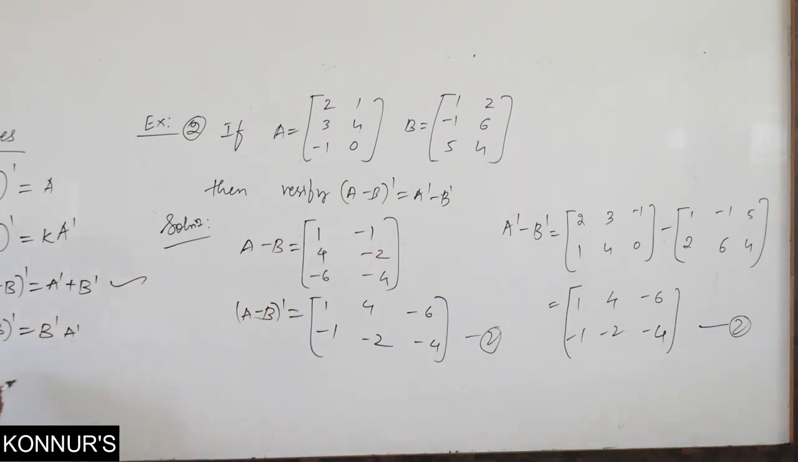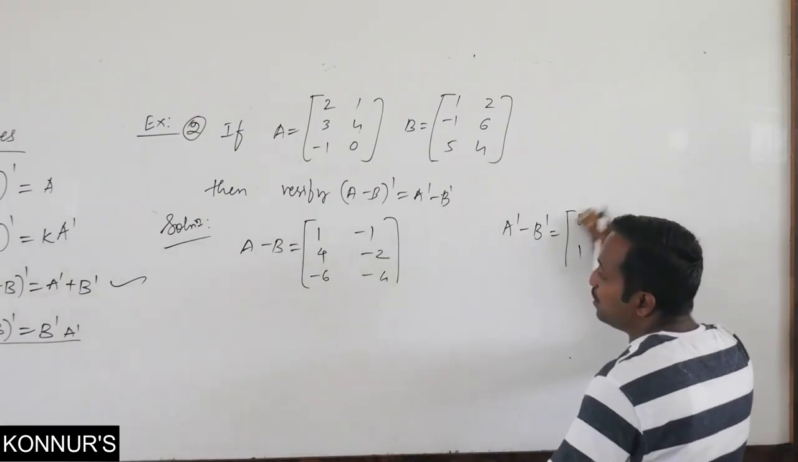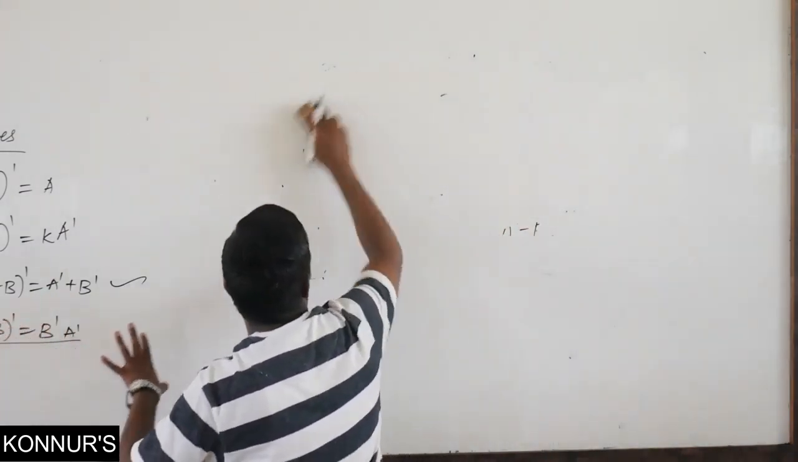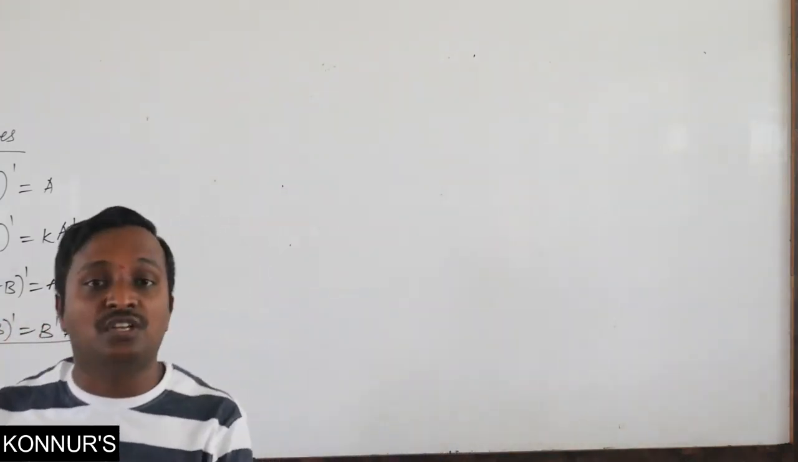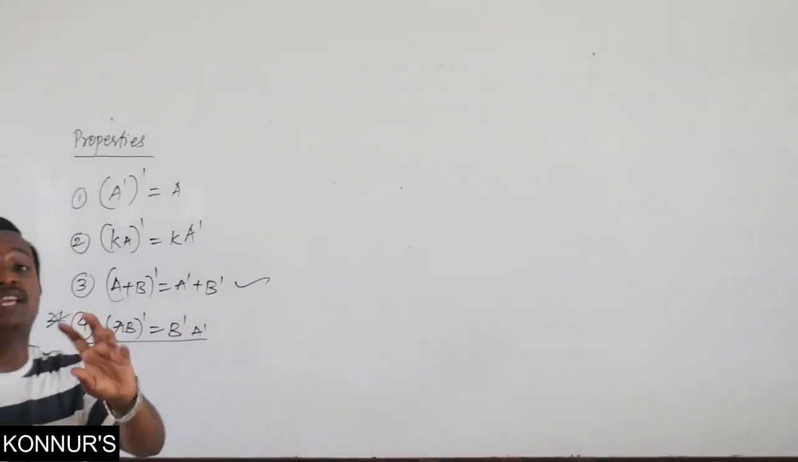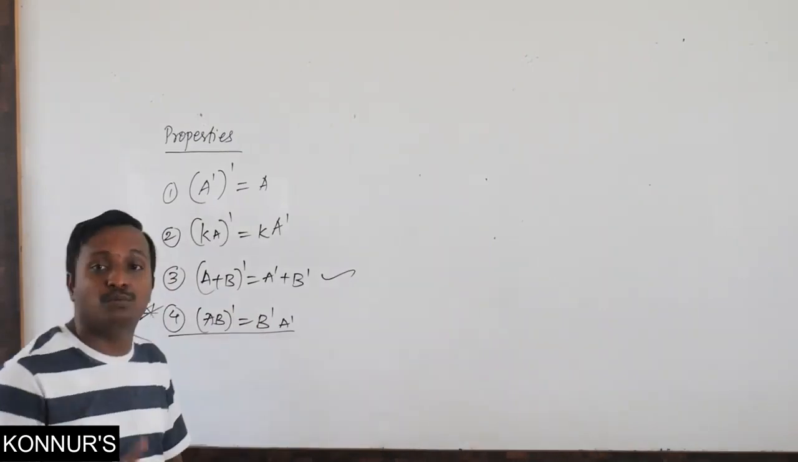Now we will discuss the next question. This is very important. We can observe AB whole dash is equal to B dash A dash. One of the important properties in matrix multiplication under the transpose of a matrix. Very important key point: AB whole dash is always equal to B dash A dash. Most of the students will make mistakes here. They will write AB whole dash is equal to A dash B dash. That is wrong. AB whole dash is always equal to B dash A dash.